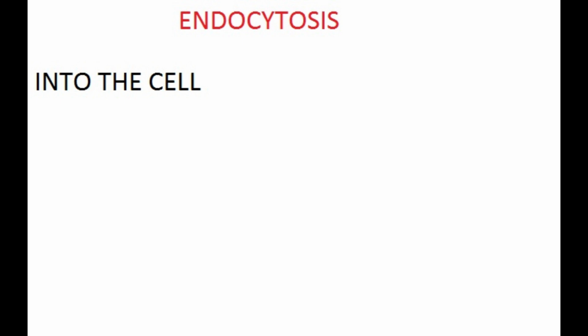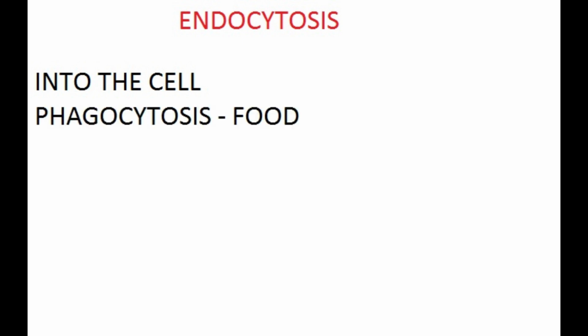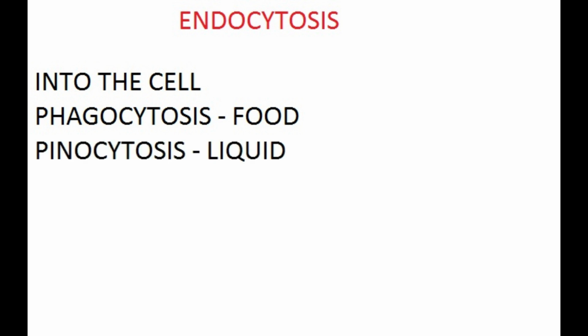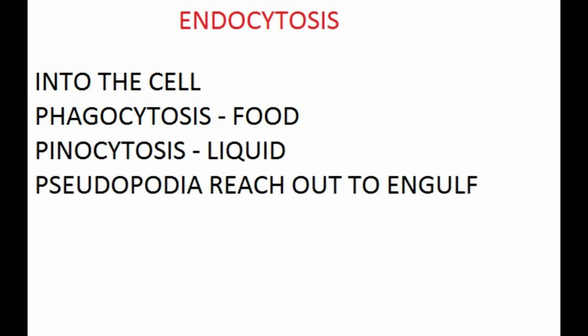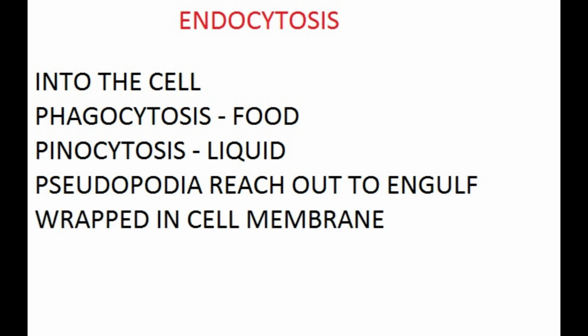There are two types of endocytosis. Phagocytosis takes in food, whilst pinocytosis takes in liquids. In endocytosis, the cell membrane reaches out with little arms called pseudopodia. The pseudopodia reach around the substance being engulfed and bring it into the cell. The cell then wraps the substance in a membrane.